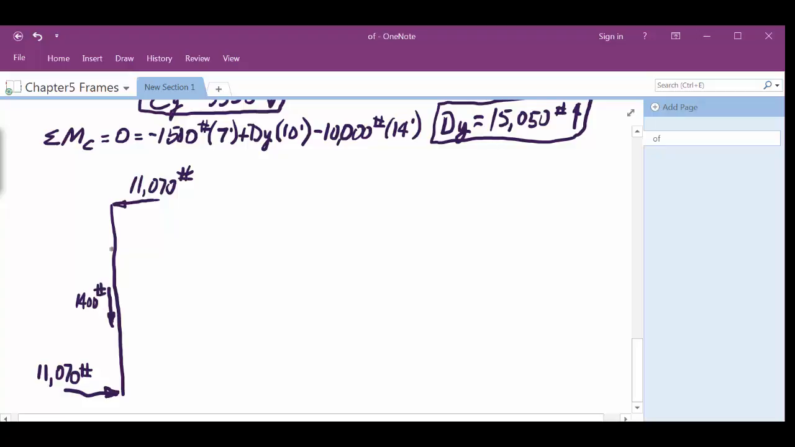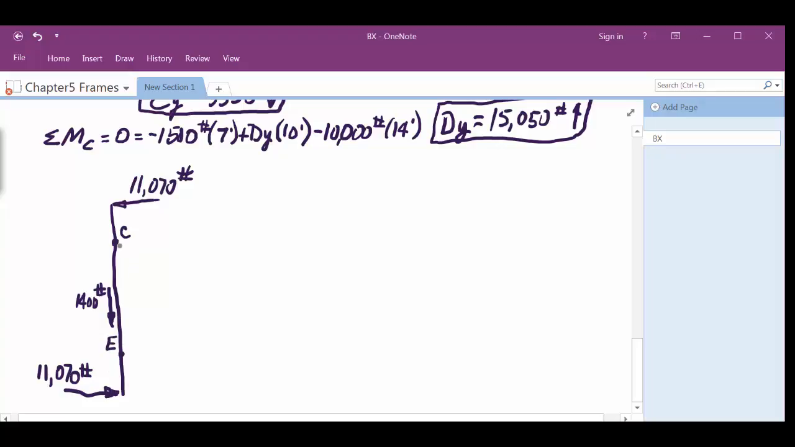And then we've got a pin location here and a pin location here, don't we? And this is C up here. And this is E.